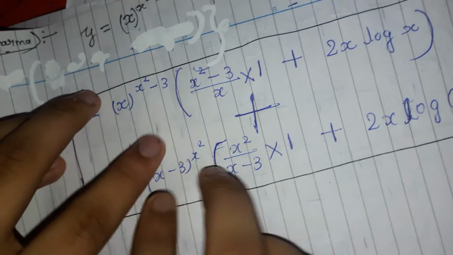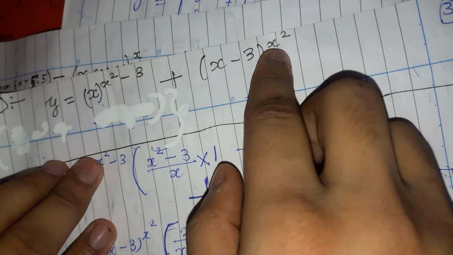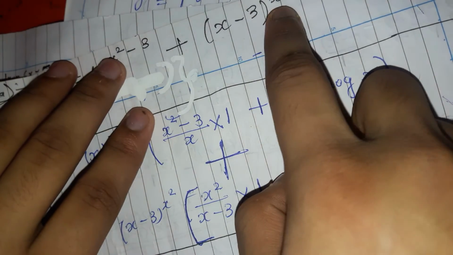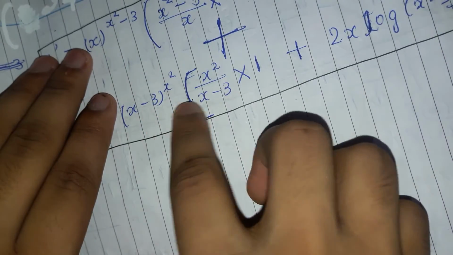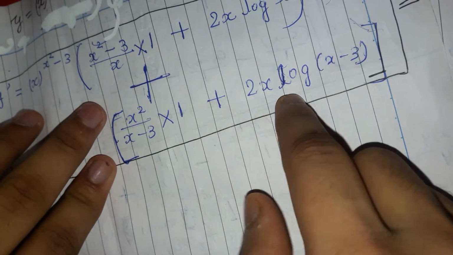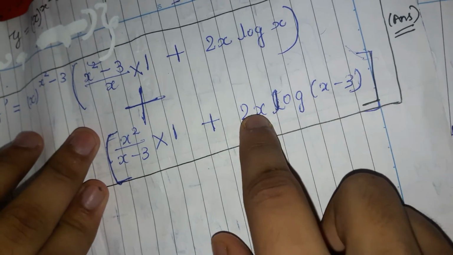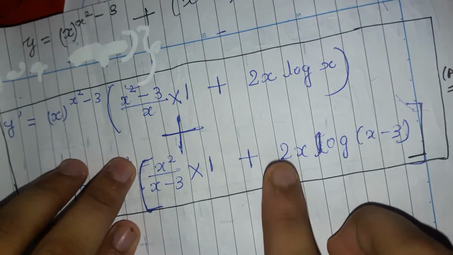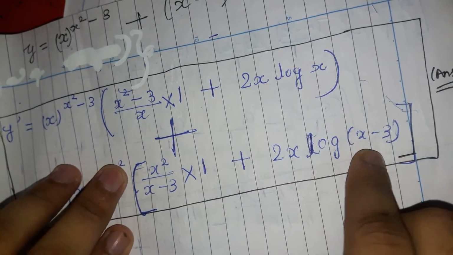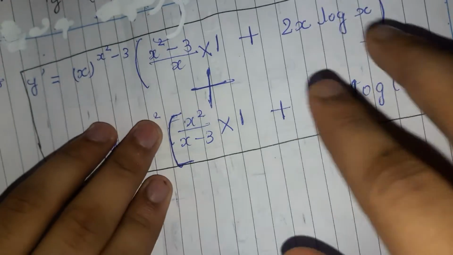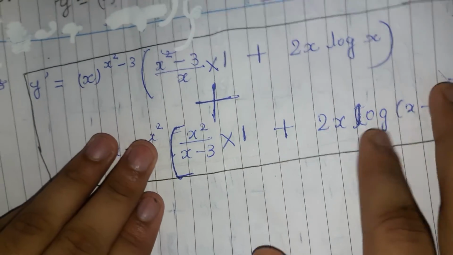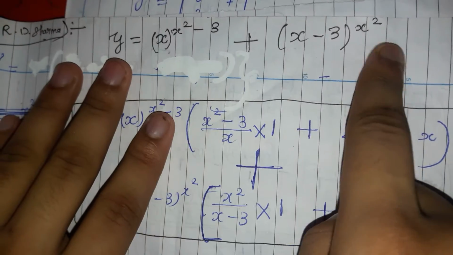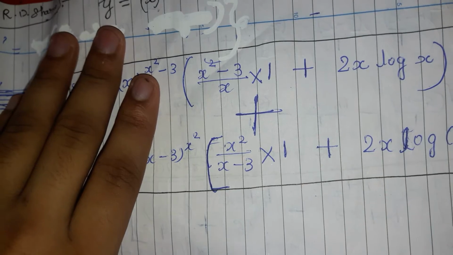Second part, copy the same. X square upon x minus 3. Gx is x square here. And fx is x minus 3. X minus 3 into 1 plus 2x log x minus 3. 2x means 2x came from here, differentiation of g dash x. 2x log fx. Fx is what? X minus 3. So the question finishes here. So you can see, simply see the question and write the answer in one line only.